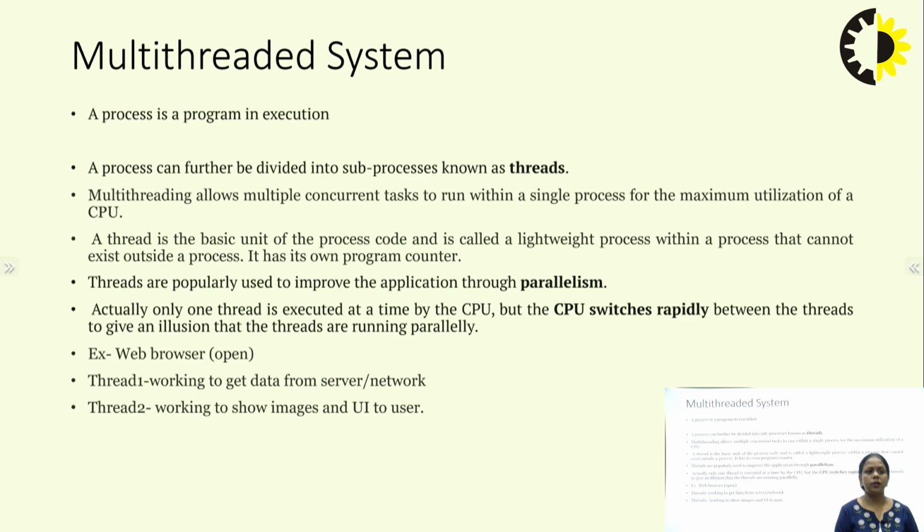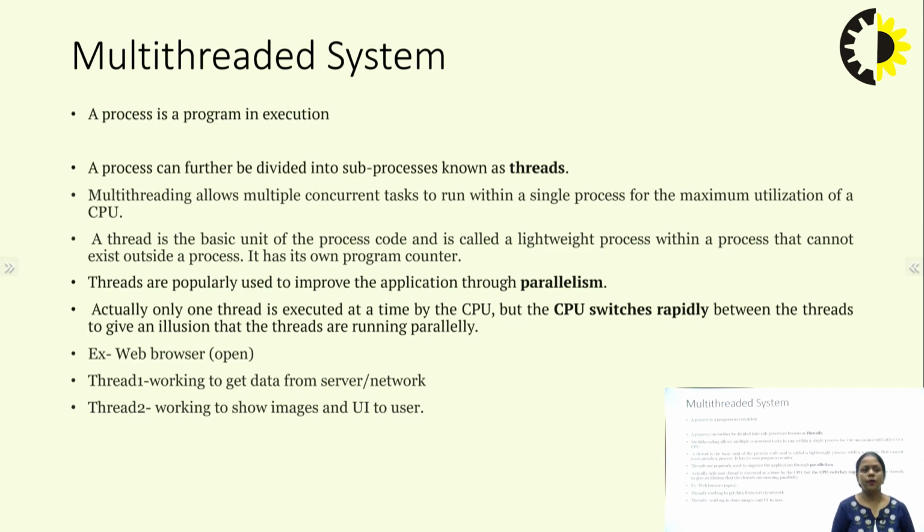Now, a process is divided into threads. You can say that a thread is a lightweight process, which runs simultaneously in the process. We can have more than one thread in a process, and these threads will run simultaneously or concurrently in the system. That's why the speed of the system will increase. A process can be further divided into subprocesses called threads. Multi-threading allows multiple concurrent tasks to run within a single process for maximum utilization of the CPU. A thread is a basic unit of the process code and is called a lightweight process.